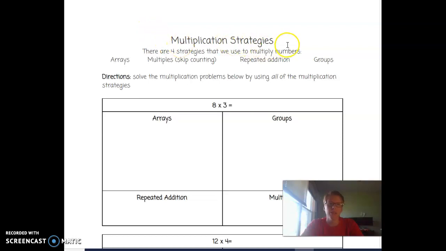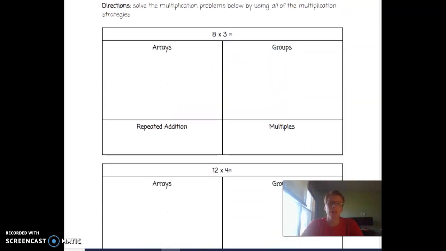It says multiplication strategies. There are 4 strategies that we use to multiply numbers: arrays, multiples, which is skip counting, repeated addition, and groups. And the directions say solve the multiplication problems below by using all of the multiplication strategies. And the first top box, it says 8 times 3 equals something.